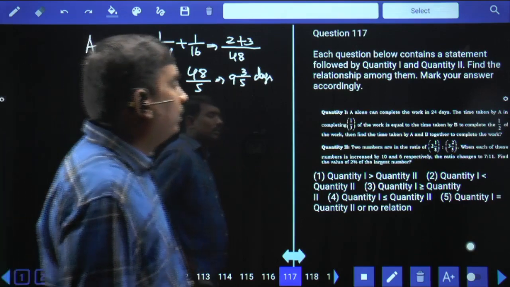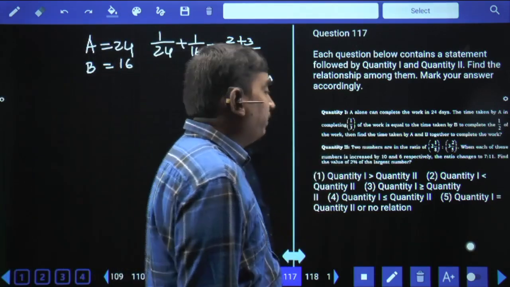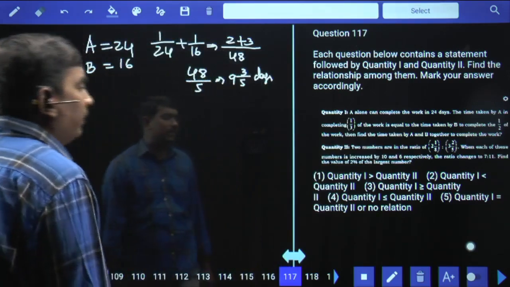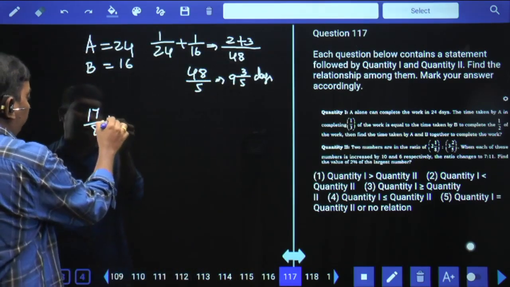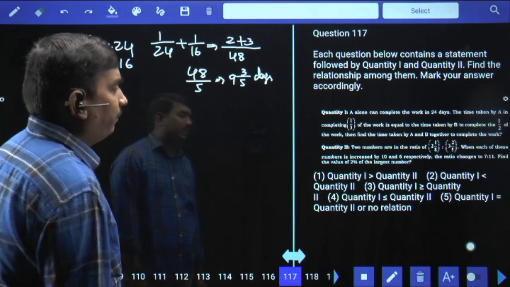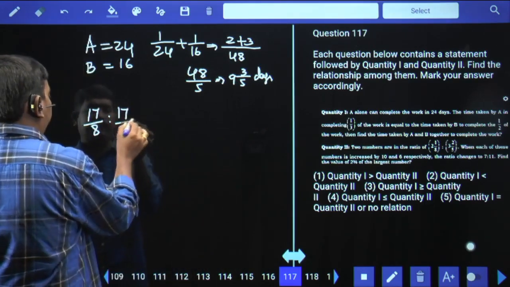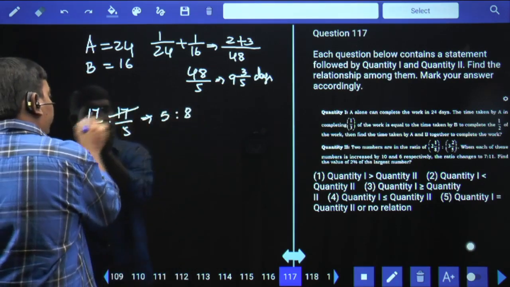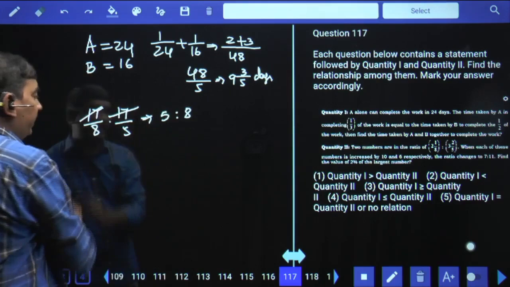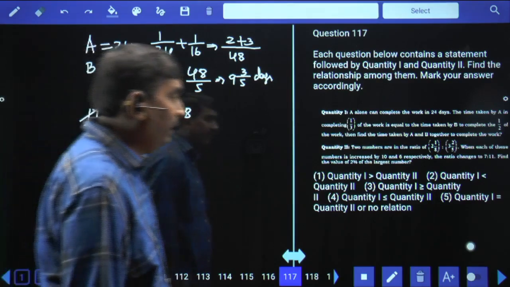Quantity 2: two numbers are in the ratio of 2 1 by 8 is to 3 2 by 5. 8 times 2 is 16 plus 1, 17 by 8. 5 times 3 is 15 plus 2, 17 by 5. The two numbers are in the ratio of 1 by 8 is to 1 by 5, as 17 will get cancelled, which means 5 is to 8.